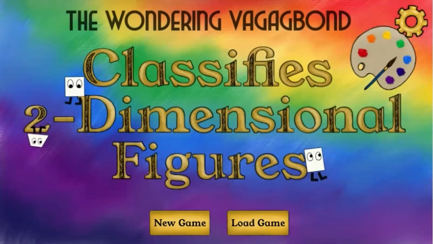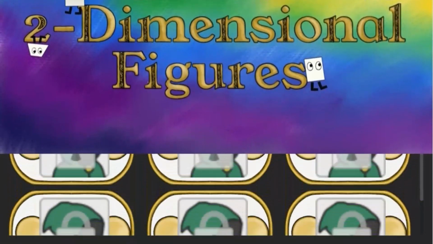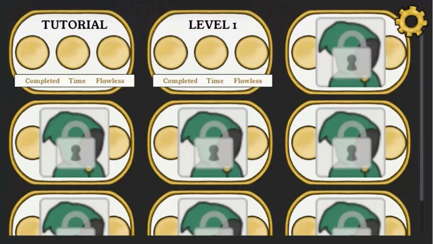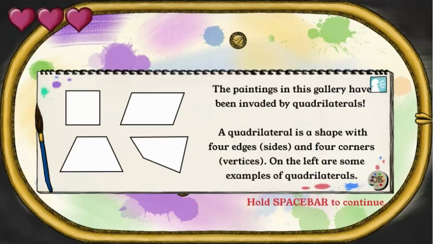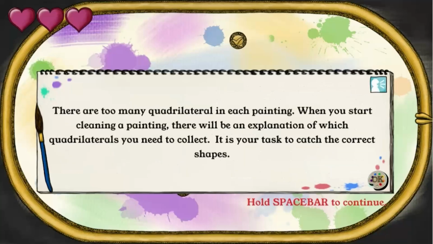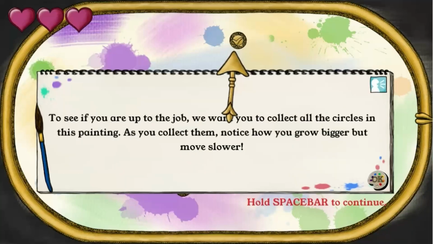Legends of Learning presents The Wondering Vagabond Classifies Two-Dimensional Figures Game. This is a math game that makes learning about common attributes of 2D figures fun and easy to understand.